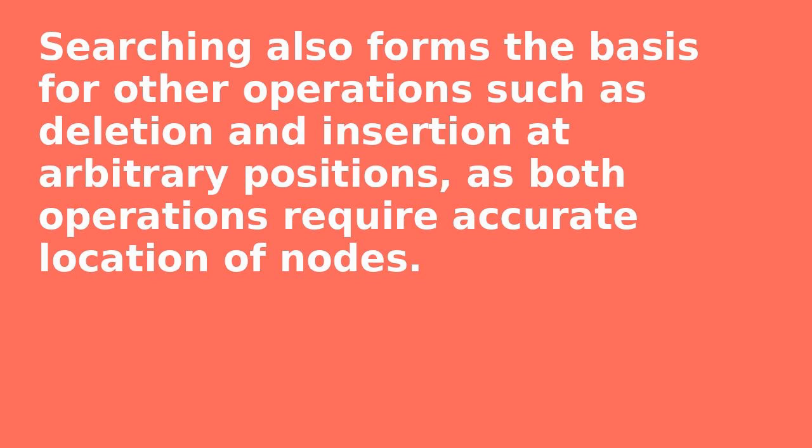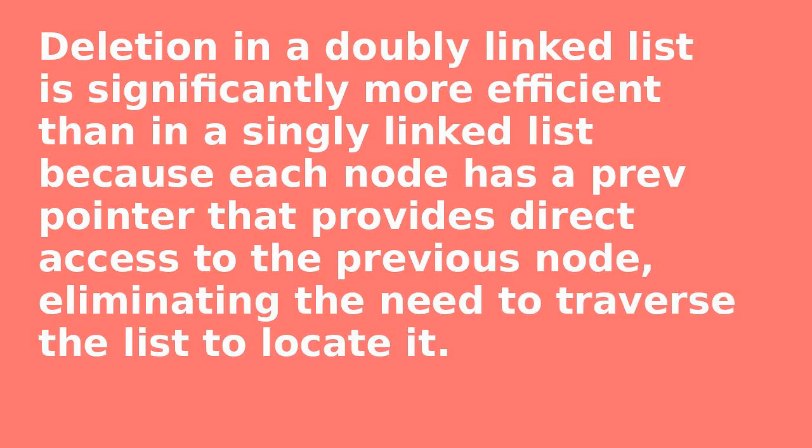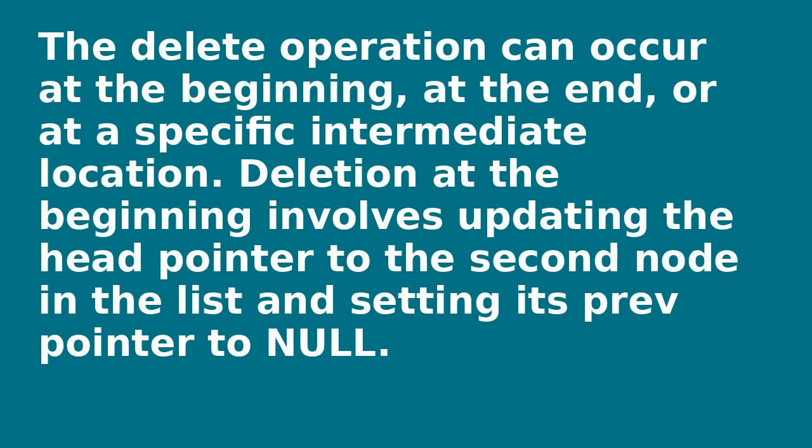Searching also forms the basis for other operations such as deletion and insertion at arbitrary positions, as both operations require accurate location of nodes. Deletion in a doubly linked list is significantly more efficient than in a singly linked list, because each node has a prev pointer that provides direct access to the previous node, eliminating the need to traverse the list to locate it. The delete operation can occur at the beginning, at the end, or at a specific intermediate location.